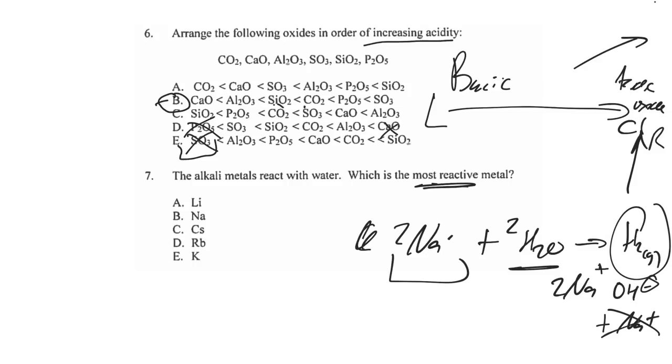gas along the way. And so the further down we go from top to bottom, the lower the ionization energy, the easier the metal is to ionize. So something like cesium has the lowest ionization energy of the atoms in this group. So cesium would lose its electron most easily, hence it should be the most reactive.